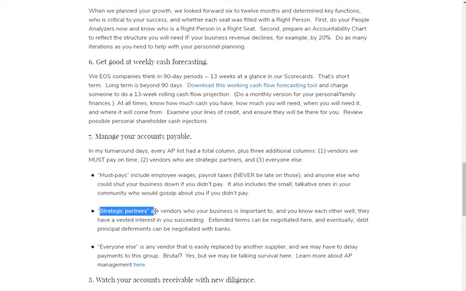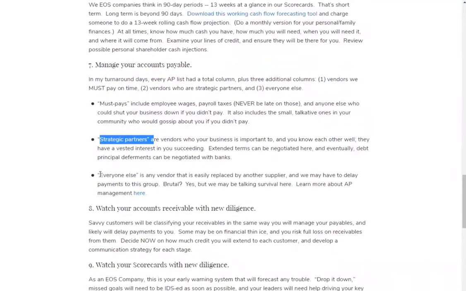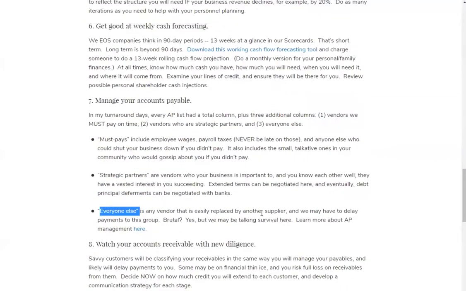Strategic partners is the second category. These are vendors or people you pay money to who are deeply interested, or should be, in your survival and success. That includes your major vendors for your supplies, your services, your landlord perhaps, anybody who you could negotiate extended terms with because it's in their best interest to have you succeed. And then finally, there's this category I call everybody else. It's any vendor that is not 1 or 2, or frankly could be easily replaced by another supplier if we had to delay payments. This can be kind of brutal, but that's just the truth.